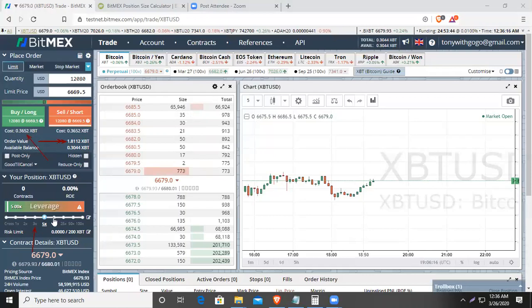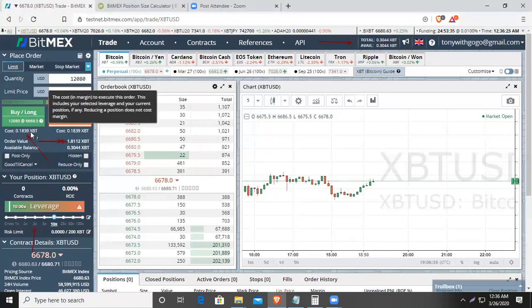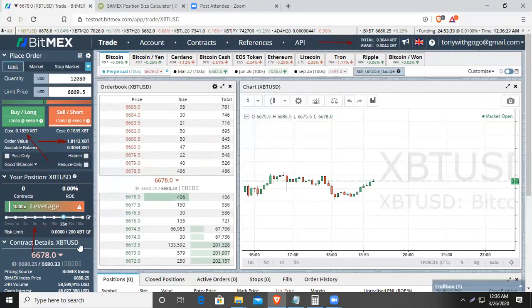Yes, I'm changing it to 10x. Look, now you need only 0.1839. If I'm changing it to 25x, the margin, the value required from your balance, has changed to only 0.07, but the order value is still the same, 1.8112. So when you are changing leverage, there is no difference in your actual position size. It is still the same, so you can use any leverage.